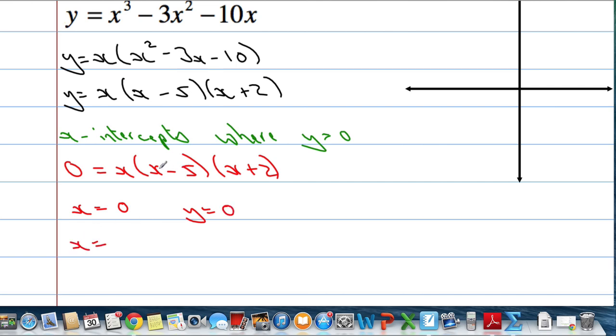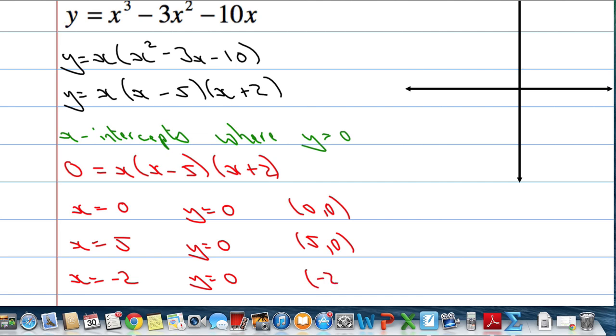If I put a 5 in for x, we get 5 subtract 5, which will make this term 0, which makes the whole lot 0. So if x equals 5, y will equal 0. And then finally, if I put negative 2 in for x, y will also equal 0. So these are the points: 0, 0, 5, 0, and negative 2, 0. So plot these points: 5, 0, 0, 0, and negative 2, 0.